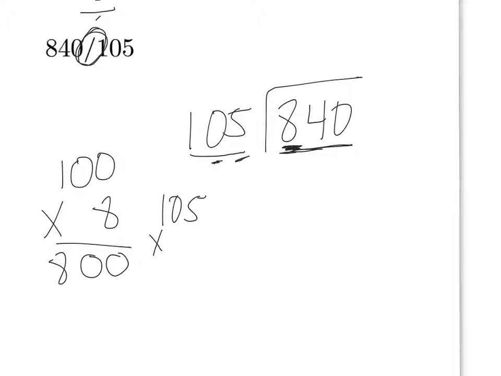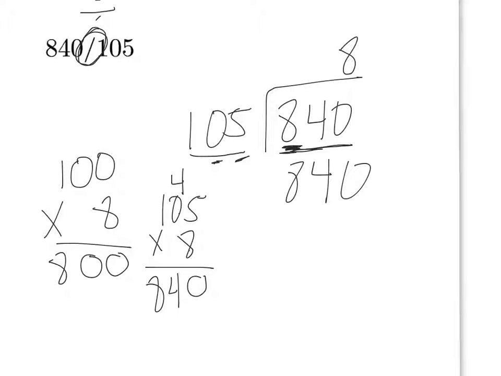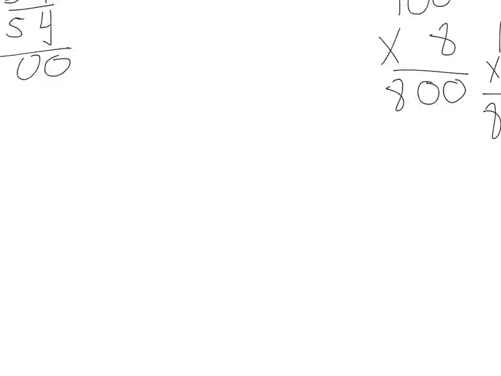105 times 8. 5 times 8 is 40. Using your multiplication chart again. Carry that 4. 0 times 8 is 0. 0 plus 4 is 4. 1 times 8 is 8. Look at that. So, we know that 105 times 8 equals 840. Subtract it, and we get 0. And there we go. Okay, so the next thing we're going to do is take a look down over here.